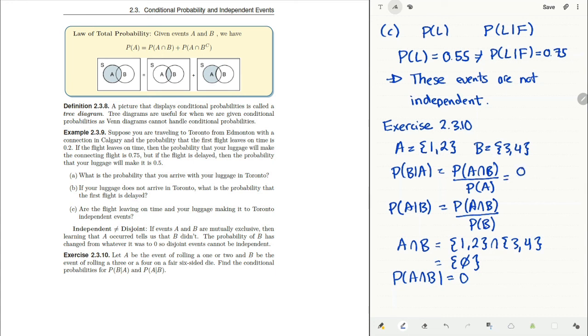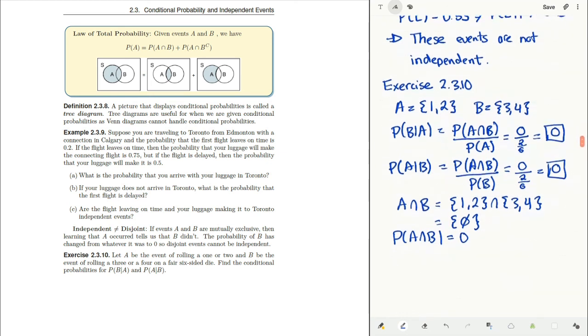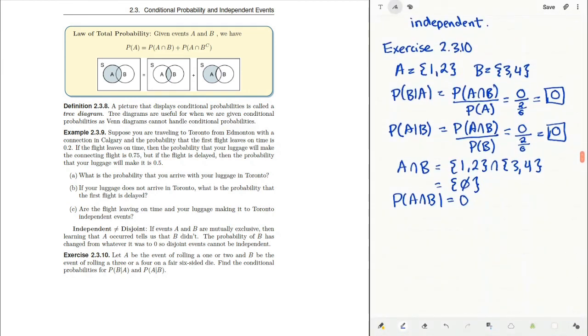And so now we can use this to determine the conditional probabilities. So this will be equal to 0 divided by the probability of A, which is 2 out of 6. And this will simplify to 0. And similarly, the probability of A given B will also be 0 divided by 2 out of 6, which will be equal to 0. So notice that the probability of B given A is not the same as the probability of B. And so this tells us that A and B are not independent events.